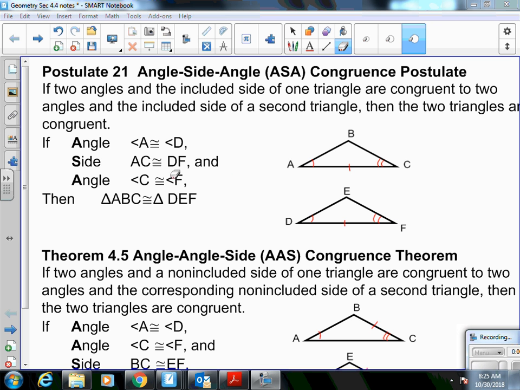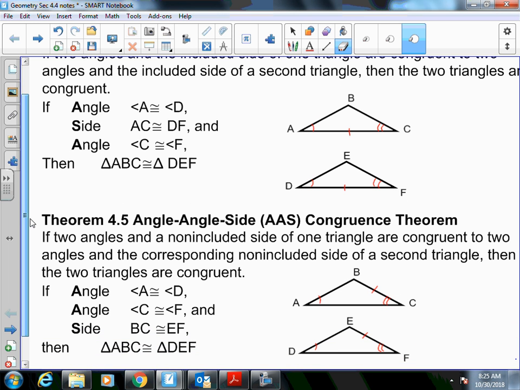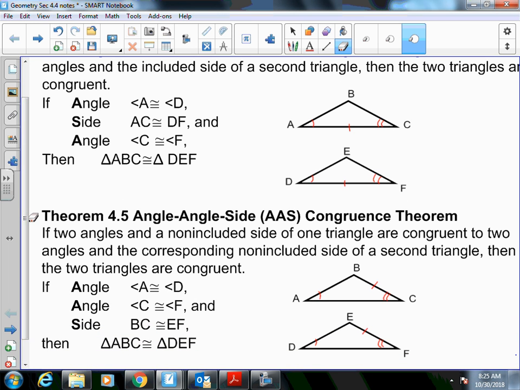And then theorem 4.5 is angle, angle, side, congruence theorem. Says if two angles and a non-included side of one triangle are congruent to two angles and the corresponding non-included side of the second triangle, then the two triangles are congruent. Right? So this time it's two angles and a side that's not in between the angles, but you have to make sure that the sides are actually corresponding.